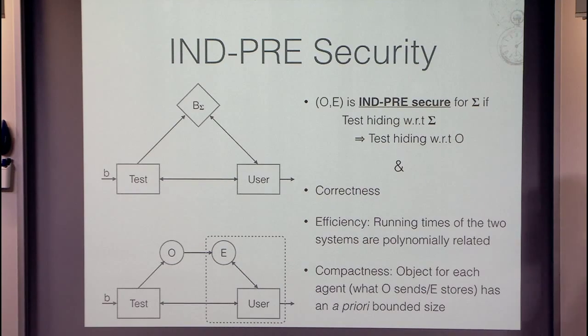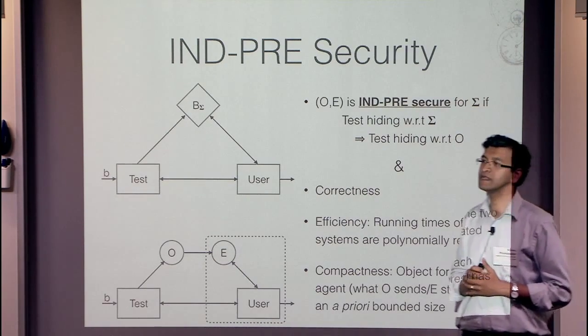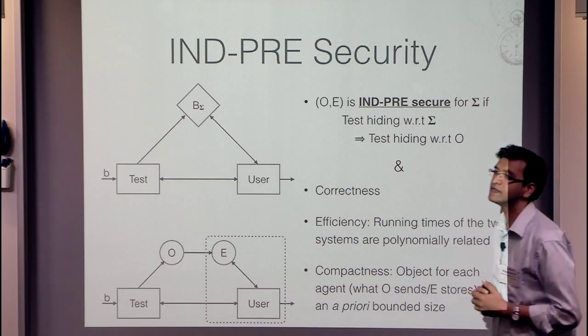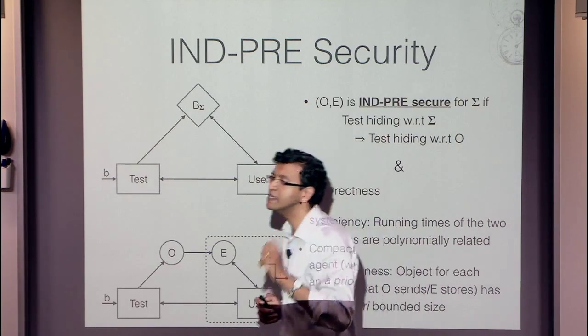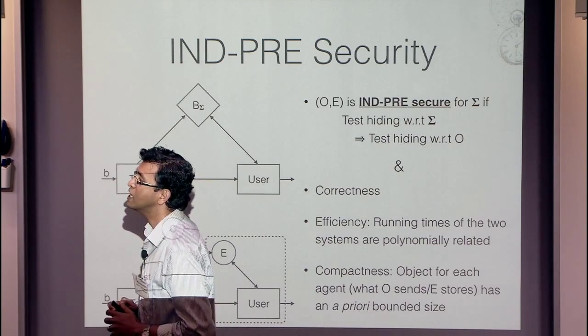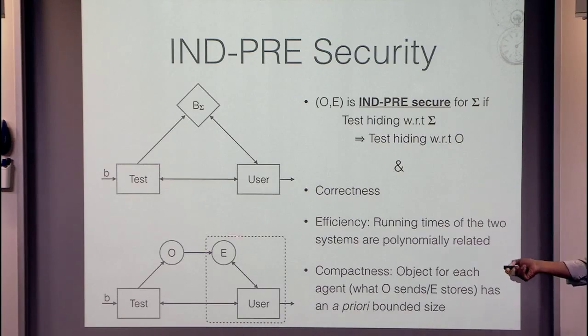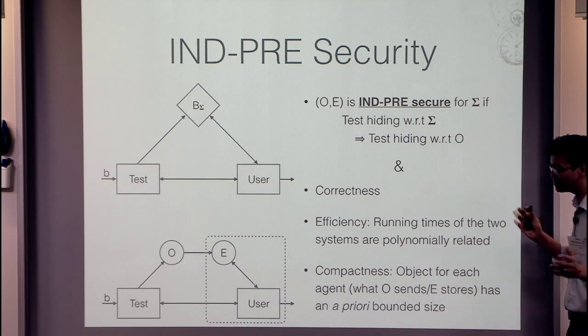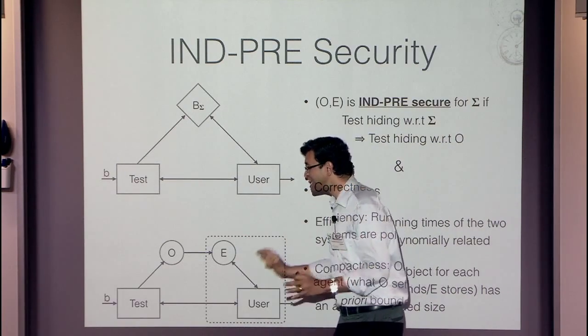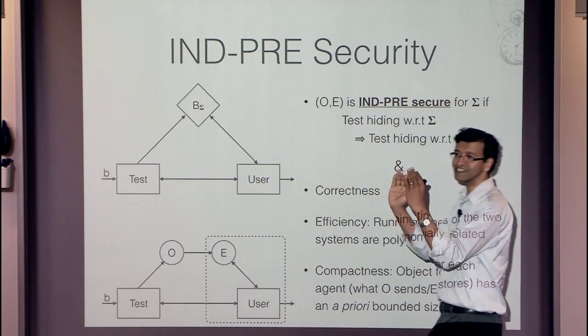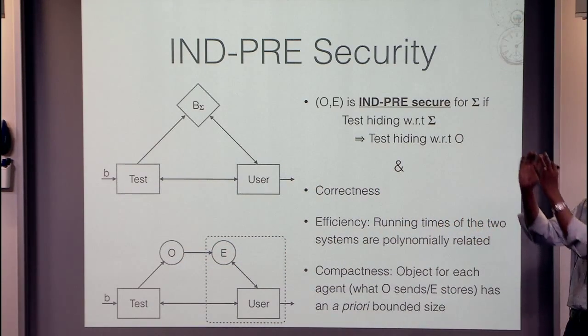The schema defines O or E? The schema doesn't define that. Schema only defines the agents. A scheme, we wanted to confuse you most, is O comma E, which is a pair that is an implementation of the schema.